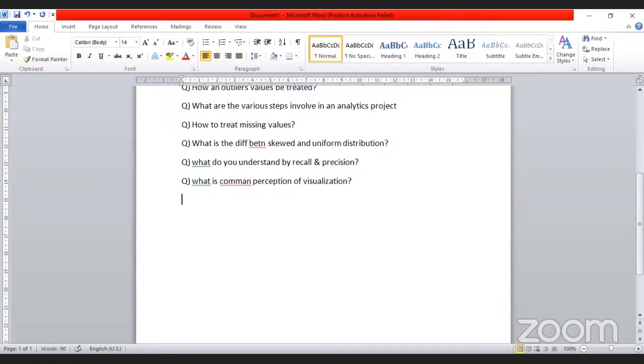Now the next most important question. The question is, why is data cleaning essential in data science? Try to answer this question. This is the most important question.